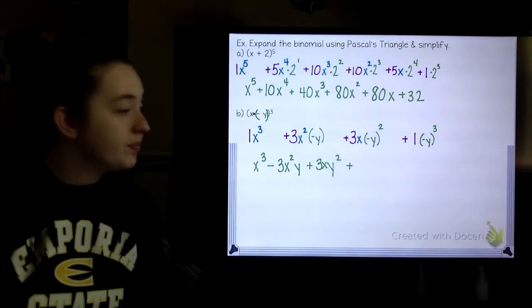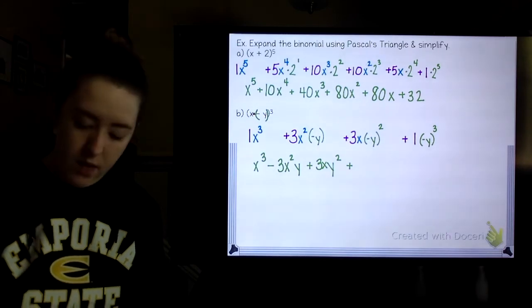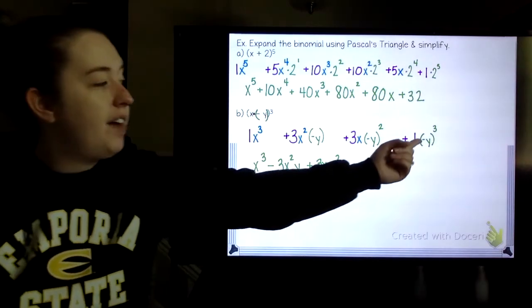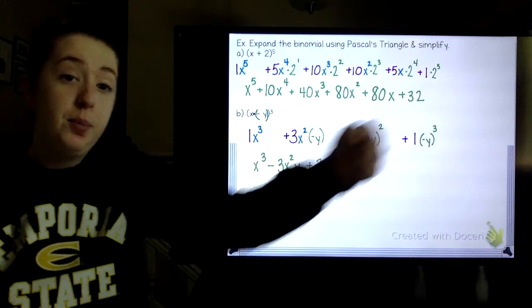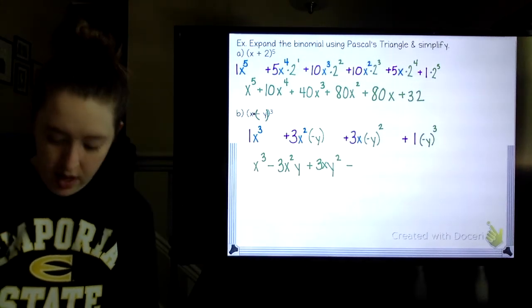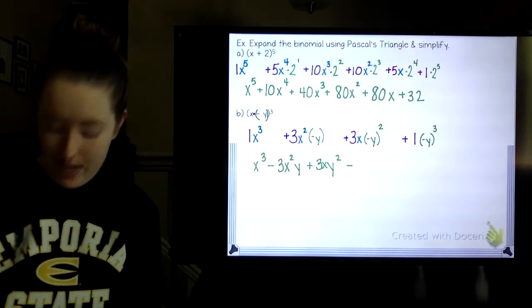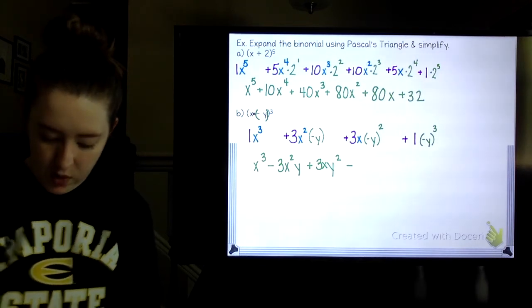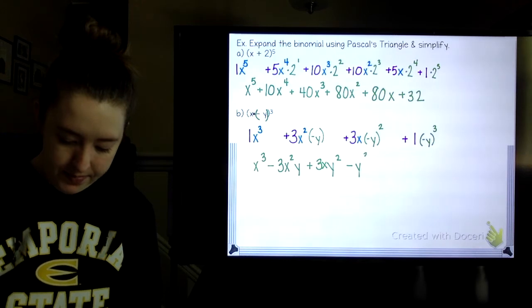Plus. Oh, oops, I won't have a plus here because I'll have the opposite of y cubed. And when I cube a negative number, that's going to come out negative. So 1 times negative y cubed is just negative y cubed.